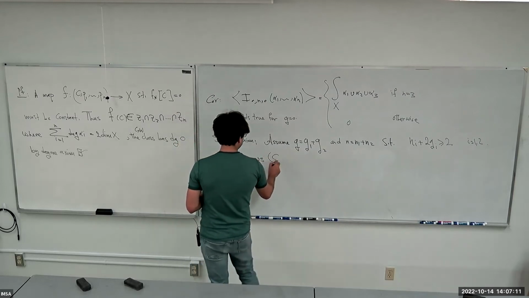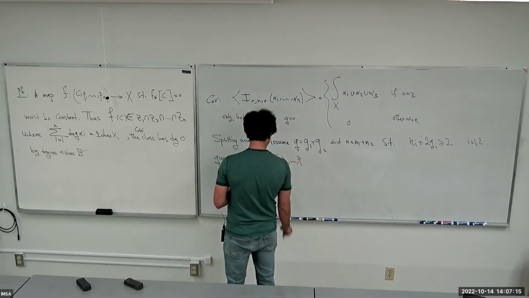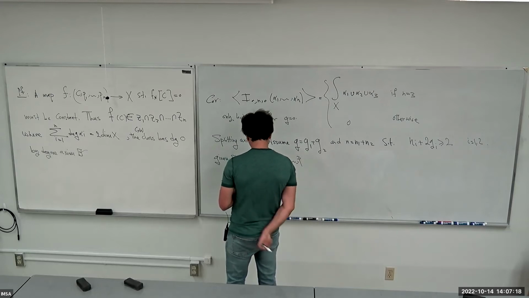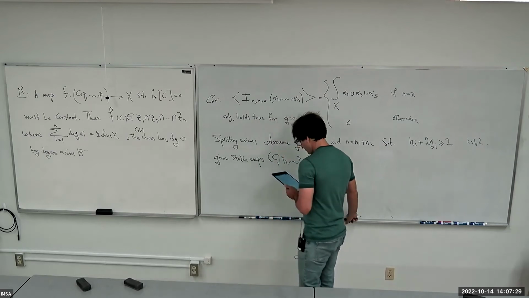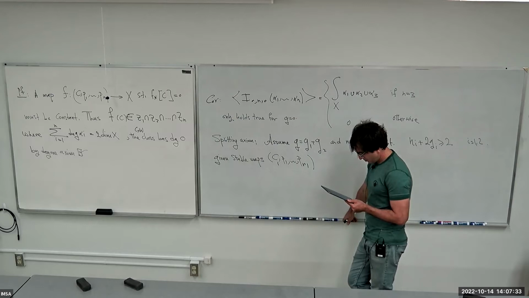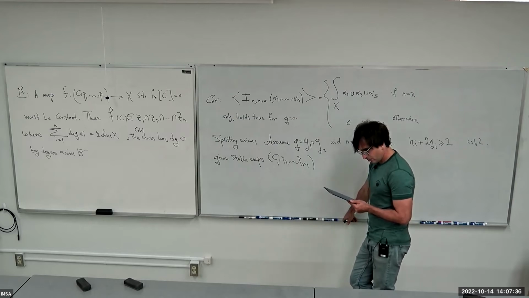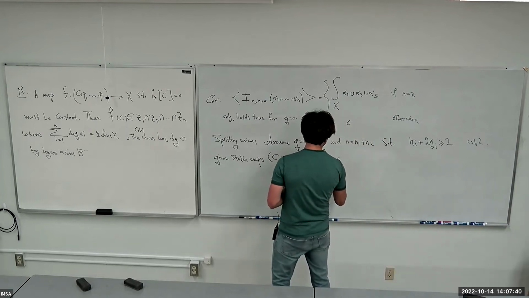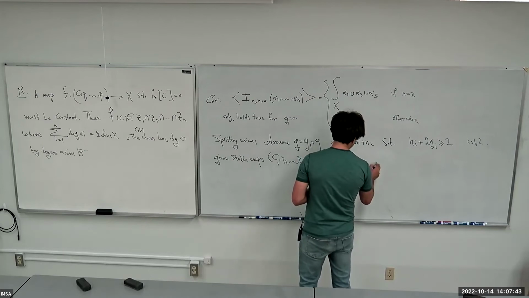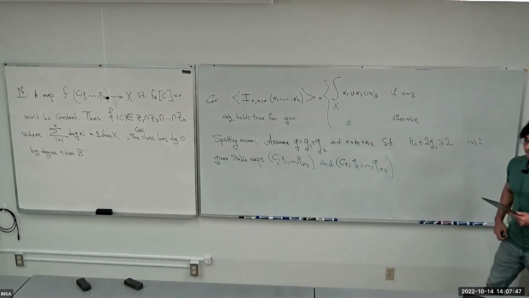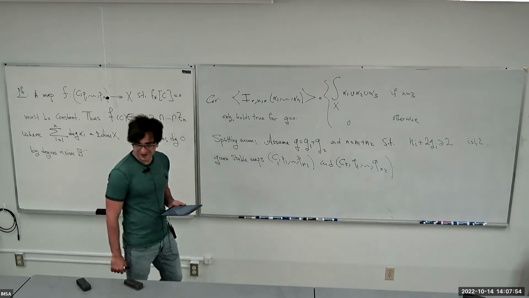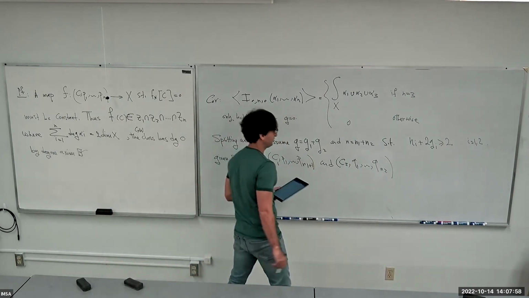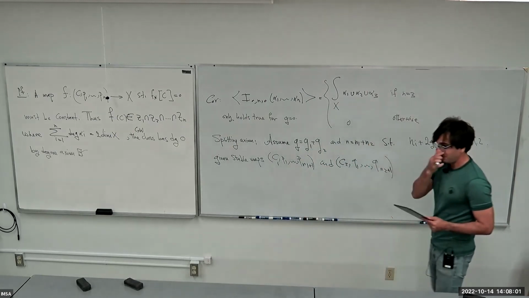Given stable maps, C1 with marked points p1 to p_{n1}, and C2 with marked points q1 to q_{n2}. Why am I writing it this way? Oh, now I understand what the point is. n1 plus 1 and n2 plus 1, I understand what the problem is.